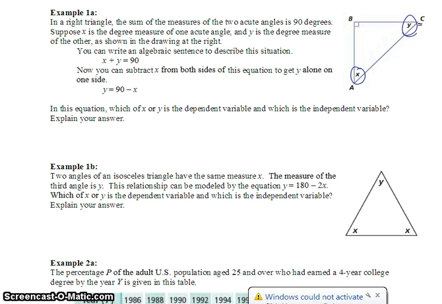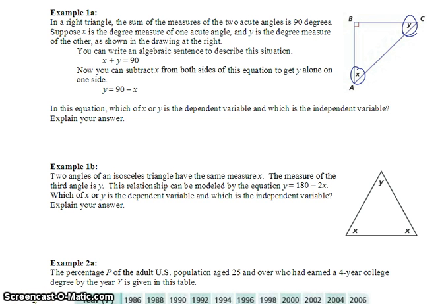Suppose x is the degree measure of one acute angle and y is the degree measure of the other, as shown in that drawing at the right. You can write an algebraic sentence to describe the situation, and we talked about this in the last lesson. x plus y equals 90. And that algebraic sentence has the equal sign and is showing that x plus y equals 90. Now you can subtract x from both sides of this equation to get y alone on one side.